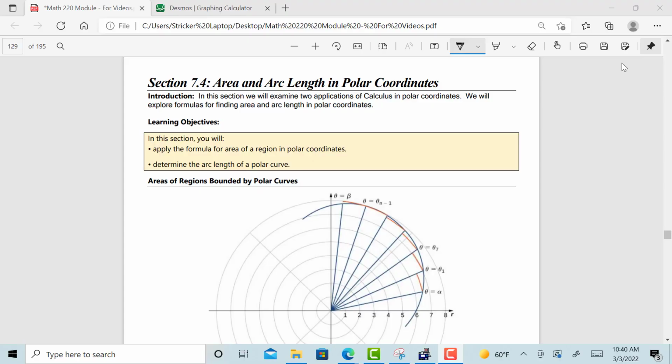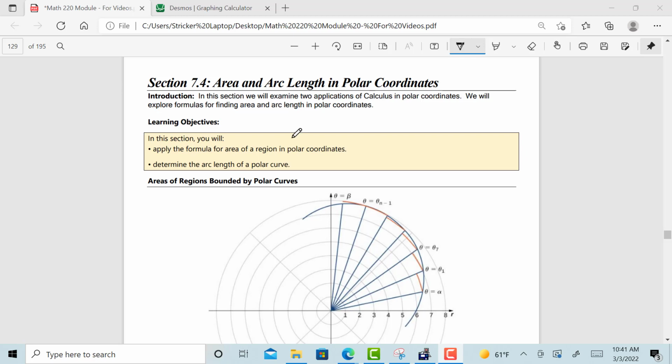In this video, we're going to cover section 7.4, which is titled Area and Arc Length in Polar Coordinates. In it, we're going to be looking at some applications of the polar coordinate system that we discussed in the last section. I think the title is pretty descriptive. There's basically two applications. One is we're going to find the area of regions inside polar curves, and the other one is we're going to find the arc length of a polar curve. These are both things that we've done before with the rectangular coordinate system. We're now going to take a look at how to do it with the polar coordinate system.